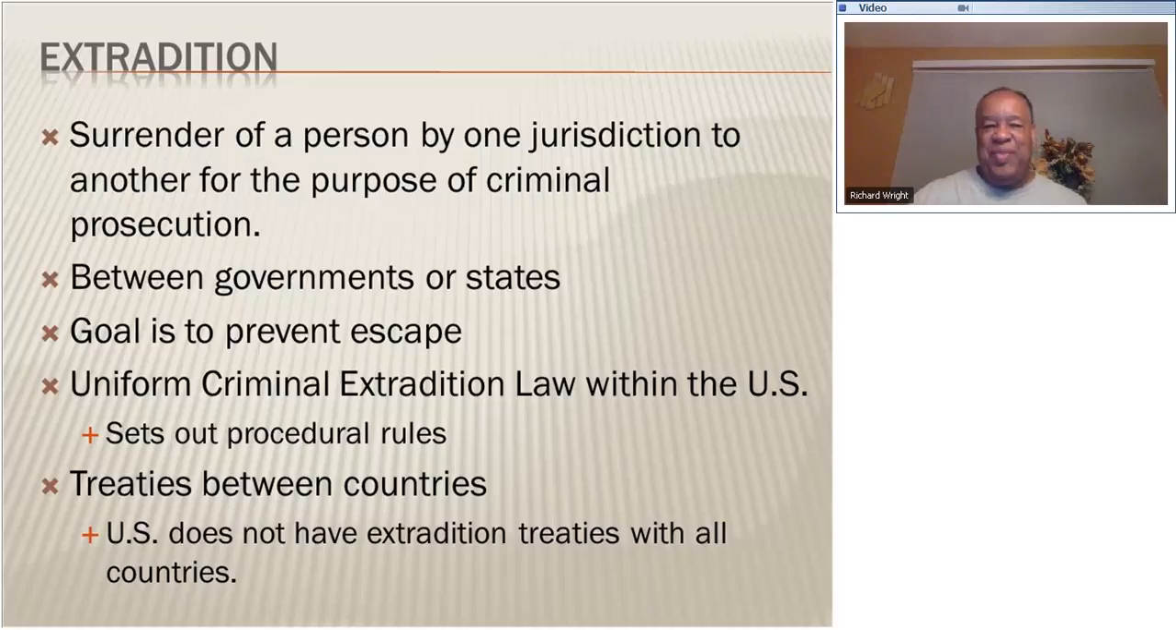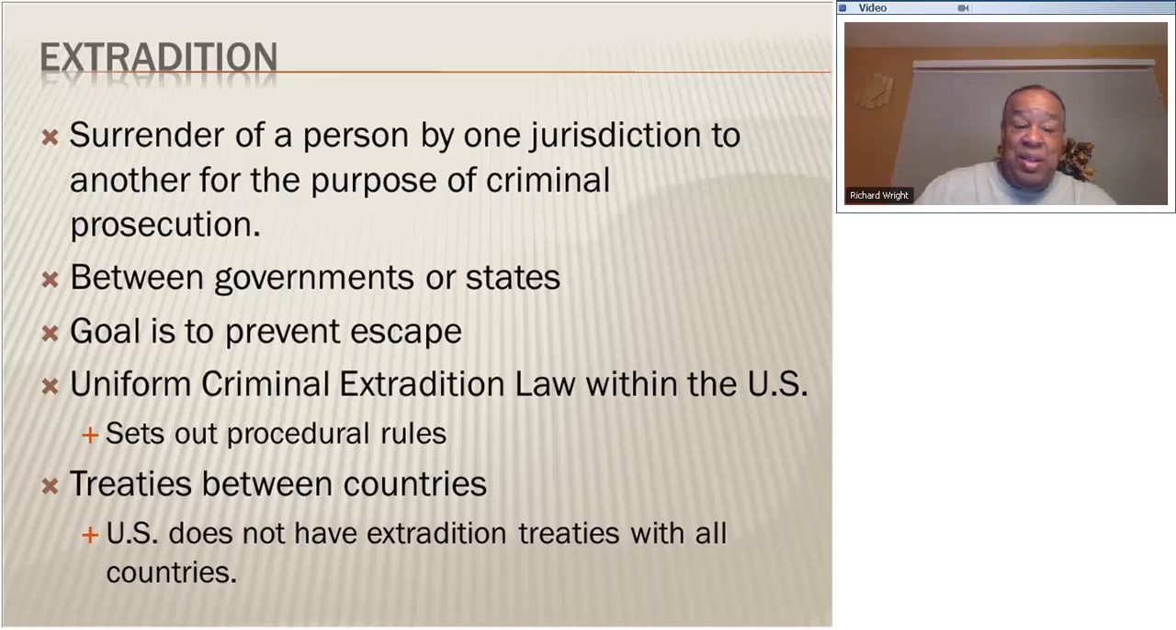But even if he doesn't mean that, it's going to be a long process because of the Uniform Criminal Extradition Law. There are procedures, so he'll have due process rights, and then it's basically what we call a stay of execution, and he ends up being brought back, but going through some hoops that law enforcement has to go through in order to get him back to face the charges. So anyway, it's a surrender of a person from one jurisdiction to another, so they'll cross state lines.